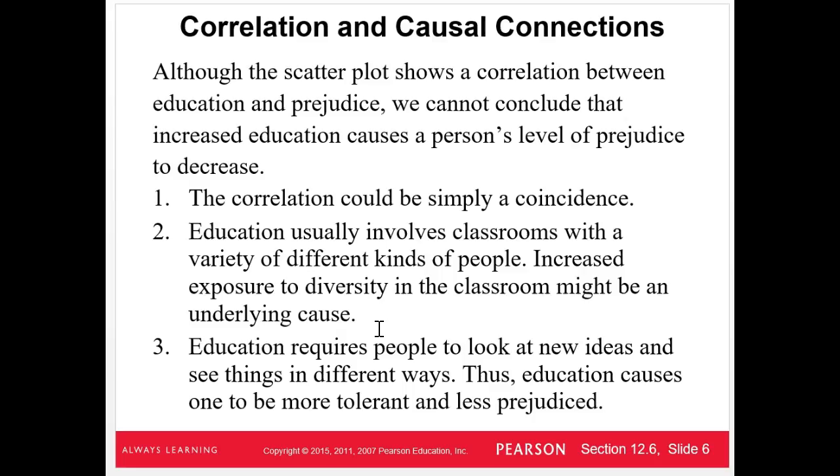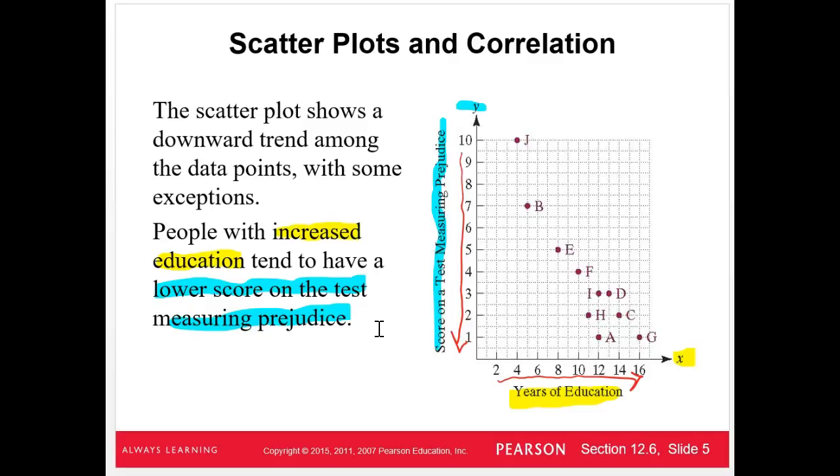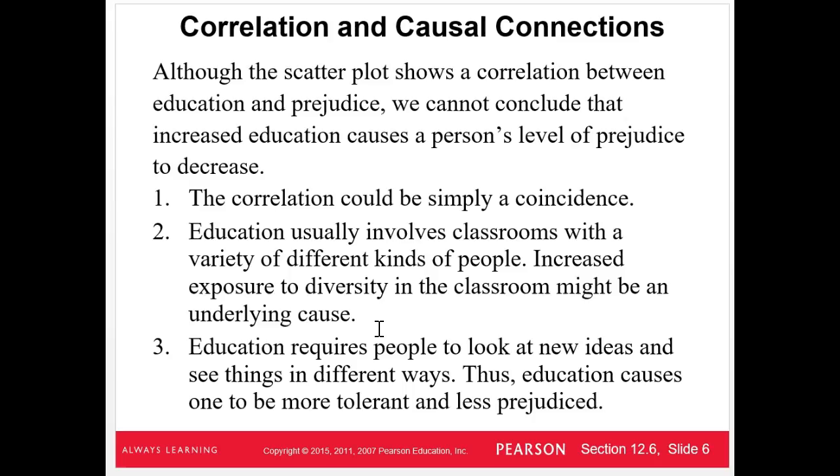Now, correlation and causation are two completely different ideas. Although we just saw something that shows what we call a negative correlation, meaning one's going up, the other's going down, we'll get into that later. But just because we see a strong correlation doesn't necessarily mean that we can say that education causes a person's level of prejudice.